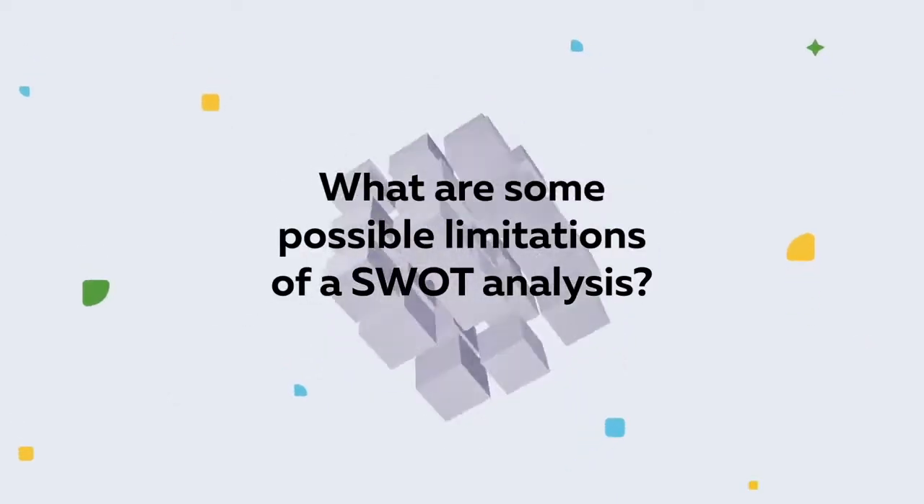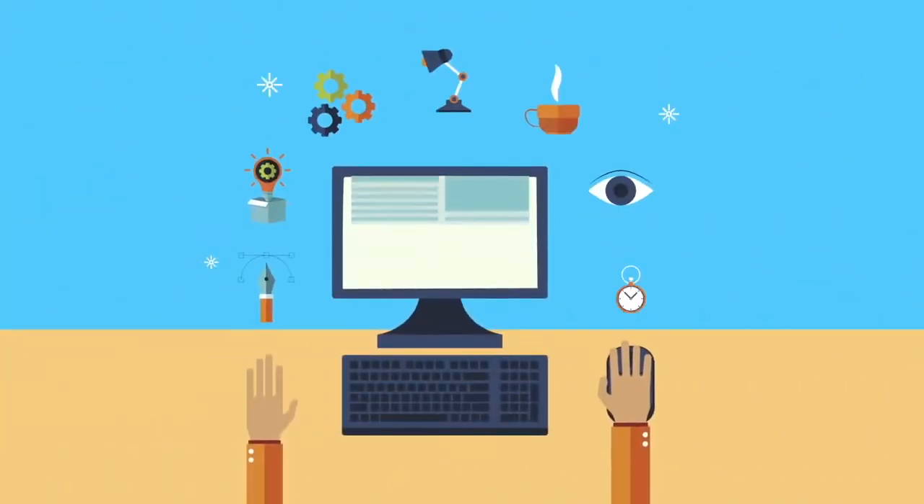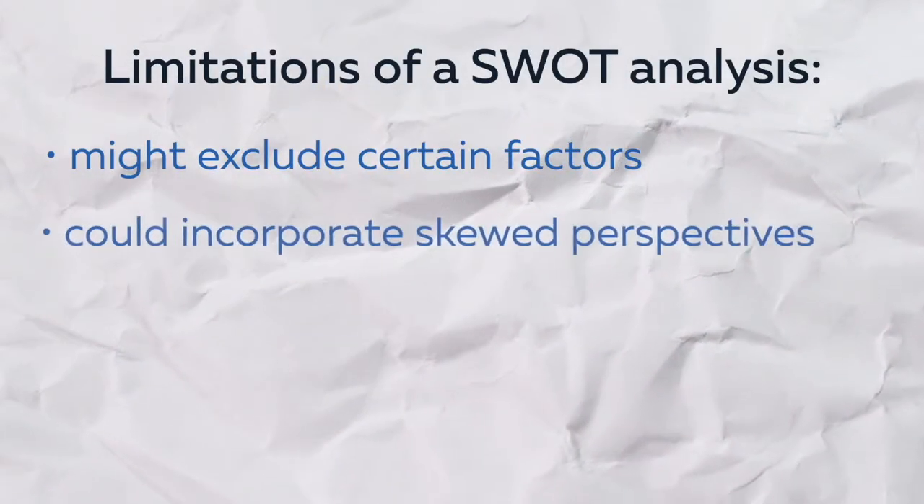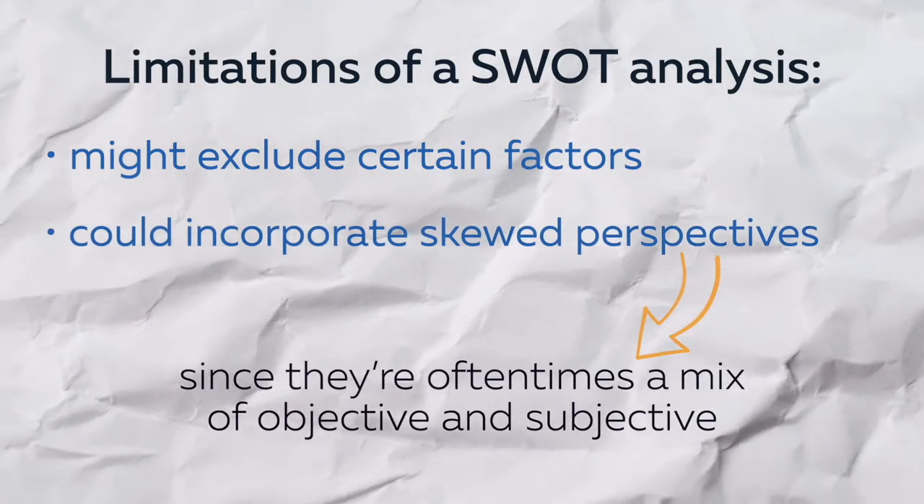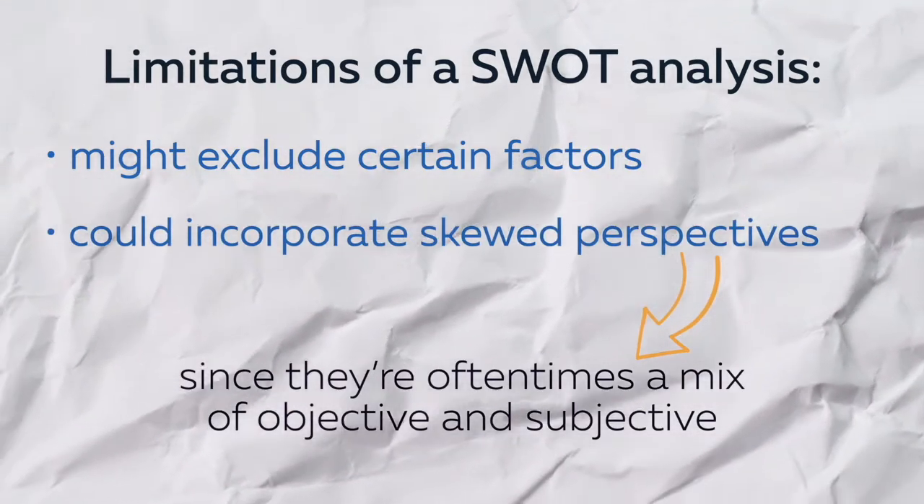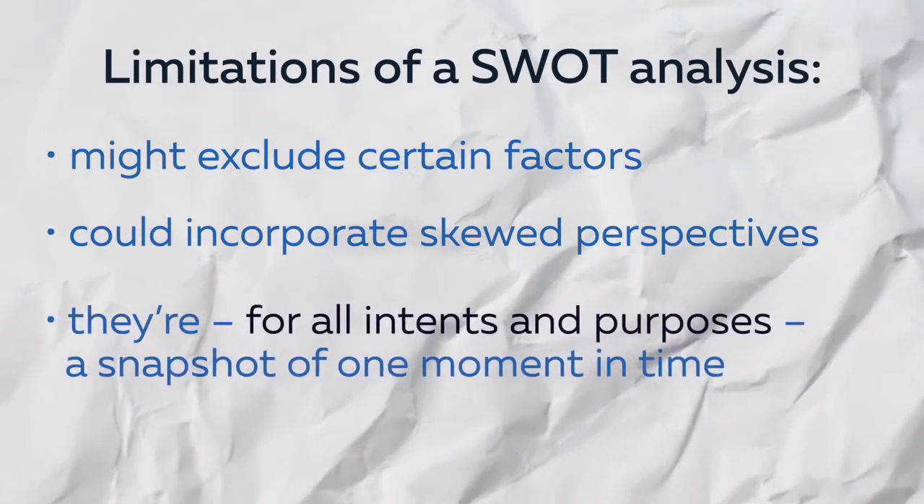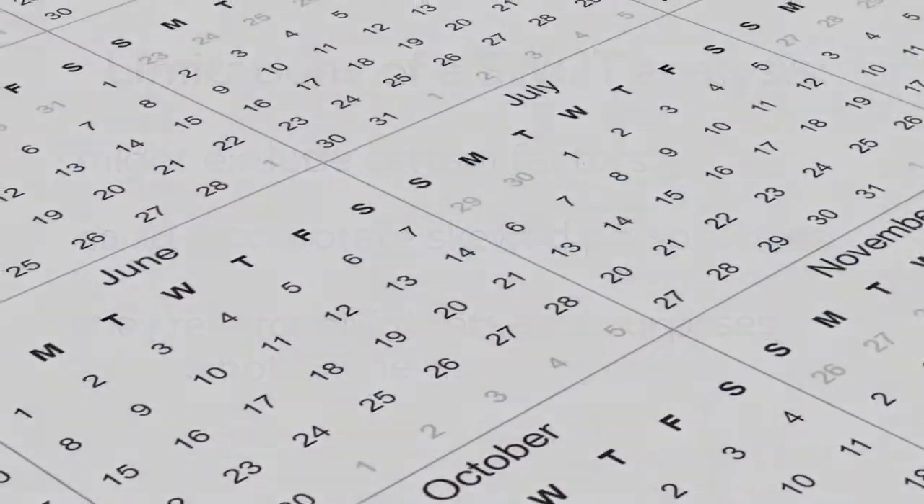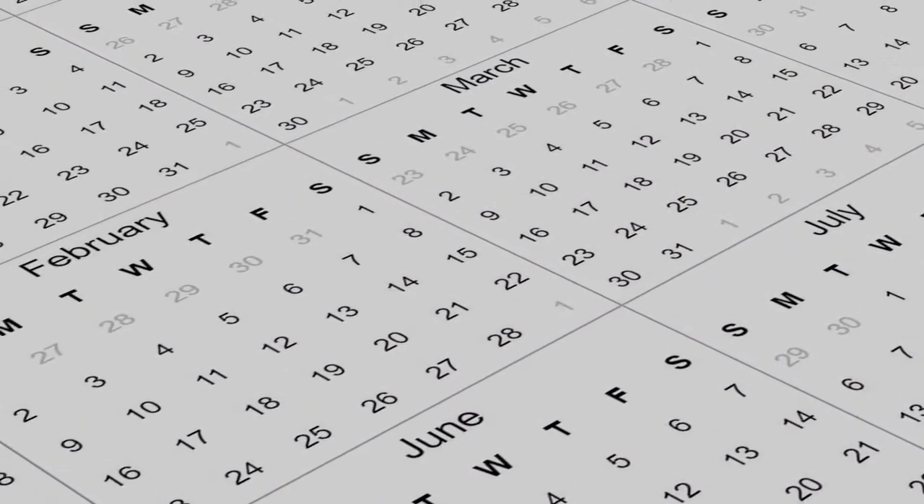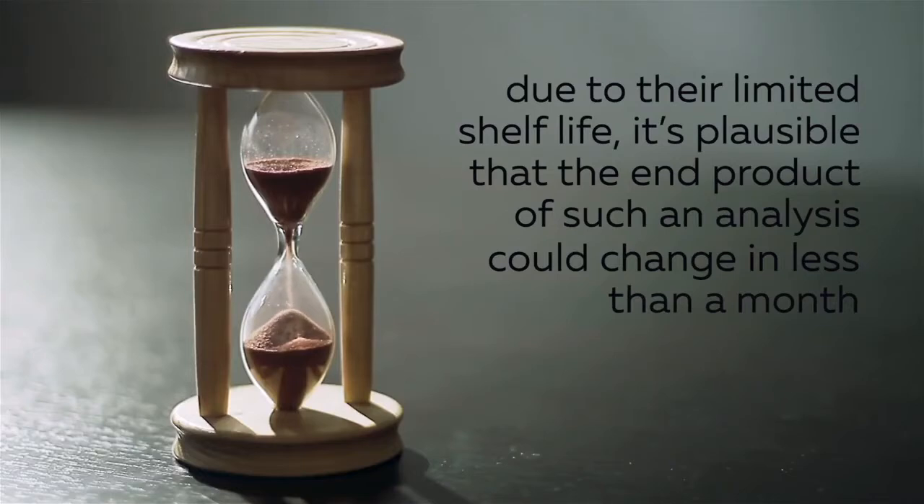What are some possible limitations of a SWOT analysis? While SWOT analyses are useful decision-making tools, they aren't perfect. They might exclude certain factors, or they could incorporate skewed perspectives, since they're oftentimes a mix of objective and subjective. Another limitation is that they're, for all intents and purposes, a snapshot of one moment in time. Just like a yearbook photo, a SWOT analysis can easily change within a year. In fact, due to their limited shelf life, it's plausible that the end product of such an analysis could change in less than a month.